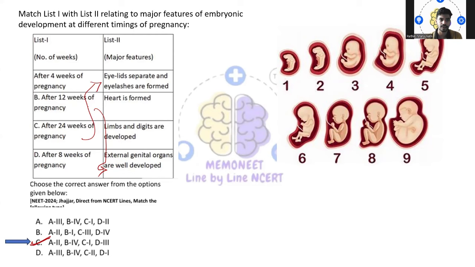At 12 weeks of pregnancy, what you observe is that the external genital organs are well developed. That's what I have discussed. Then after the 24th week of pregnancy, that is the second trimester period, eyelids are separated and eyelashes are formed. That is what we see, right? Then after 4 weeks of pregnancy, that is initially during the first month, you'll see the heart is formed. And after 8 weeks of pregnancy, the limbs and digits are formed. So obviously, the option will be C.